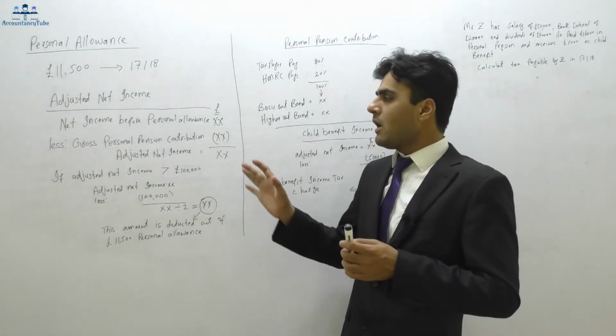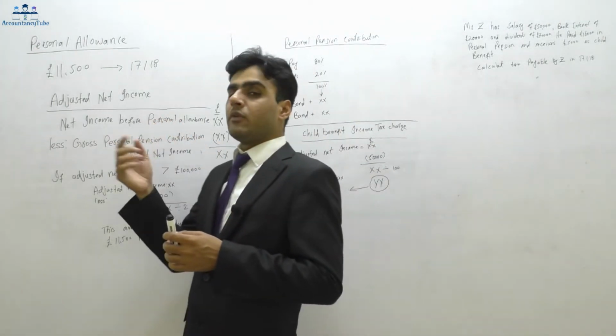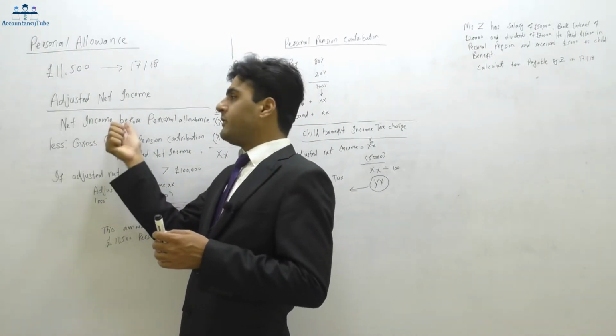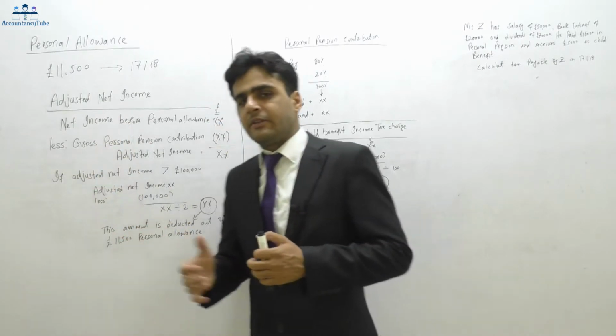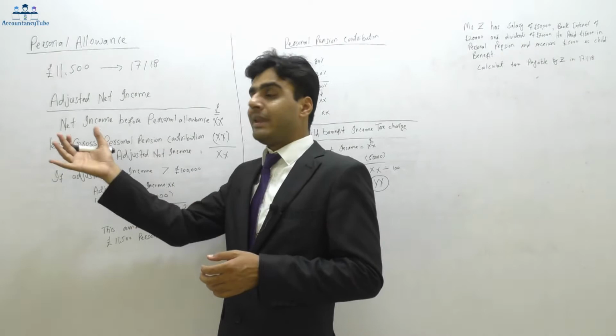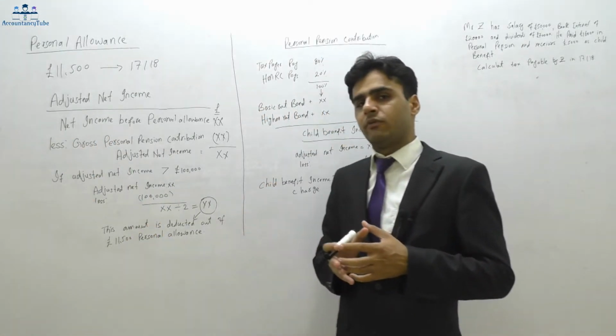All right. So what is adjusted net income? That was one benefit. Let's look at another benefit as well when looking at the adjusted net income. So what is adjusted net income? Adjusted net income means we will take net income before personal allowance from the income tax pro forma, which we have seen in our first video.